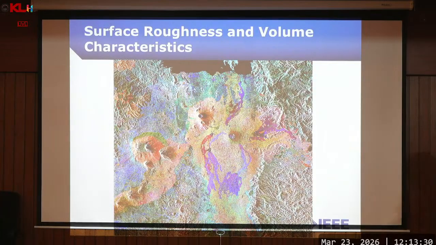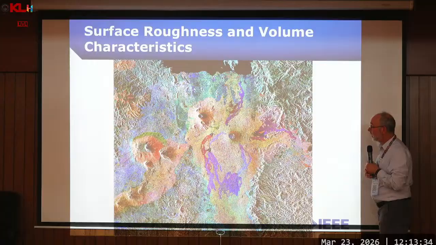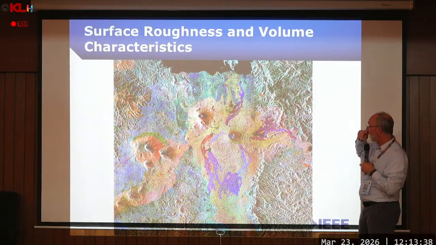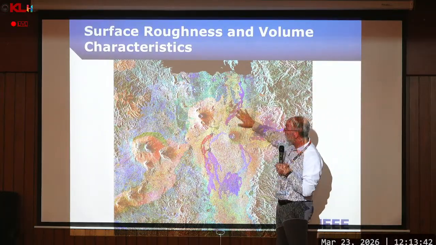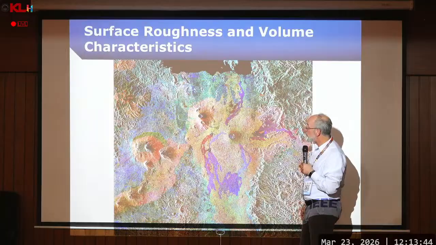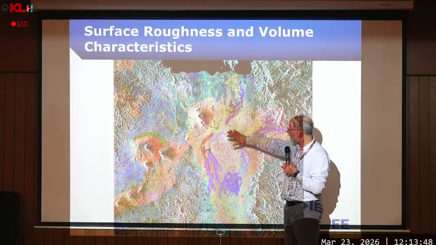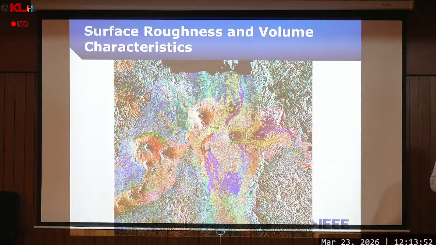Here's just a quick example of just how powerful this technique can be. This is over some volcanoes in Africa from the CRSS instrument again. And you can see just from these polarimetric signatures, plus some wavelength diversity, just how distinguishable the surfaces can be in terms of their roughness and orientation.